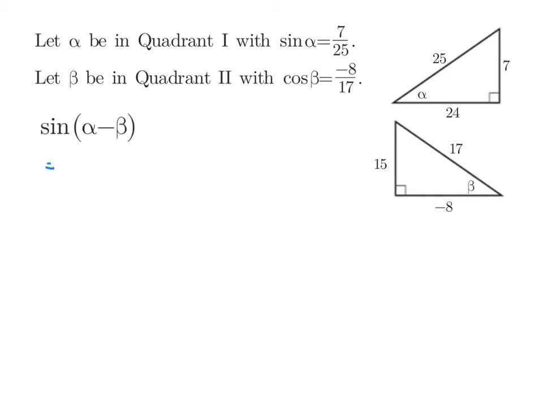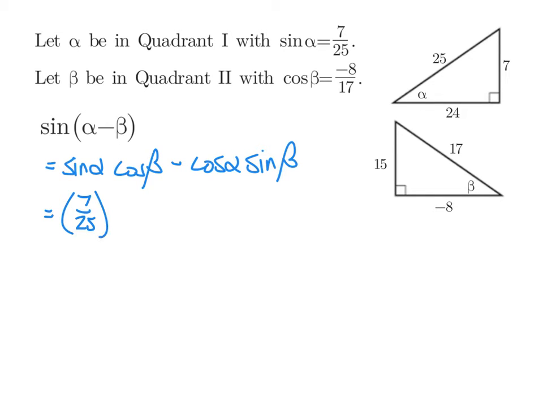So let's try that again with sine of alpha minus beta. So we're going to use that identity again. Sine cosine minus cosine sine. Then, using the values that we were given, or our reference triangles, we fill in all 4 of these values. The sine of alpha was 7/25. The cosine of beta was negative 8/17. From our reference triangles, the cosine of alpha is 24/25. And the sine of beta is 15/17.